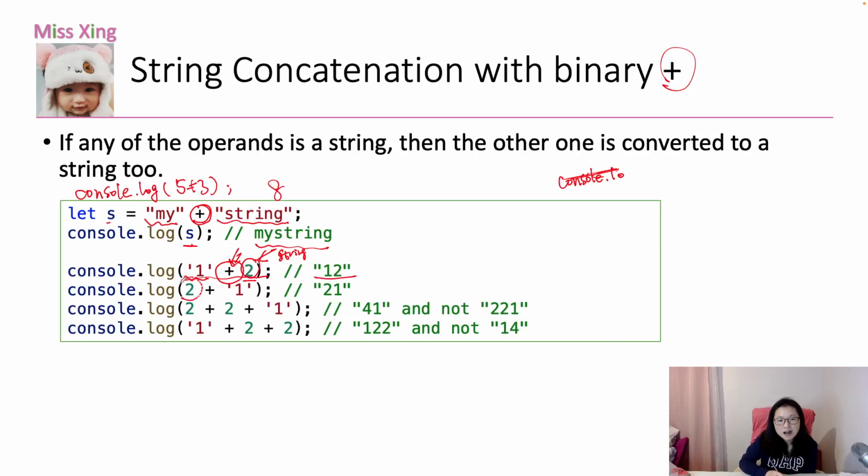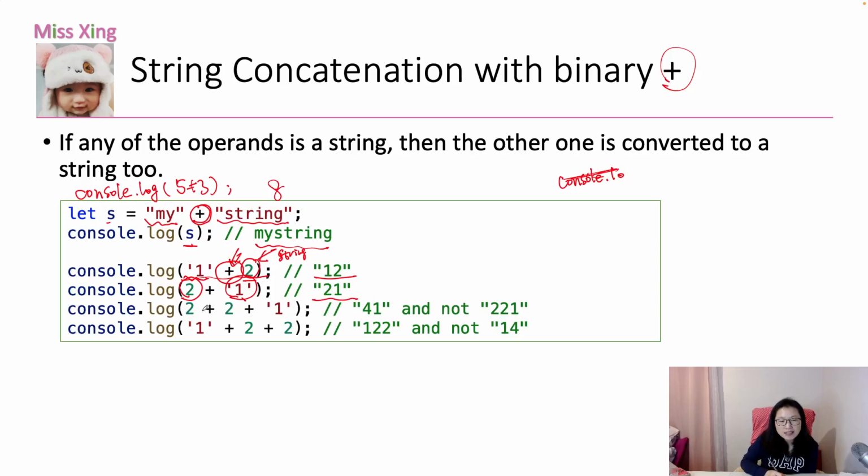Same thing here: on the left side is a number type, on the right side is a string type, and we're using the binary plus. The left side is a number, so it will be converted into a string. Eventually you will get a string type, which is 21. So the result is also going to be a string.